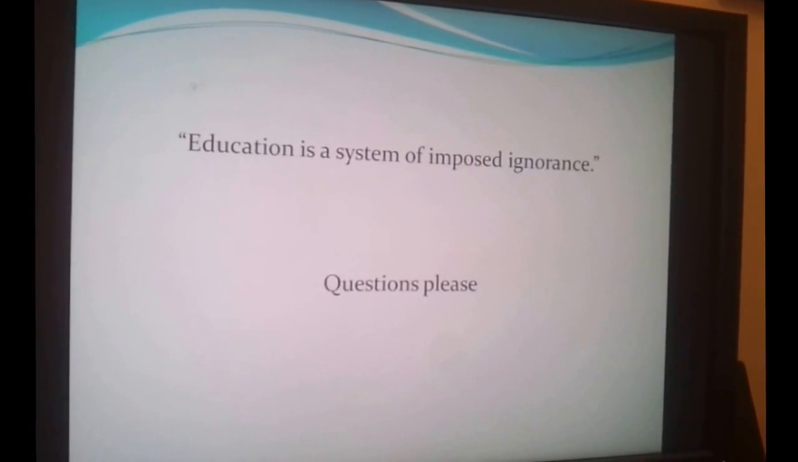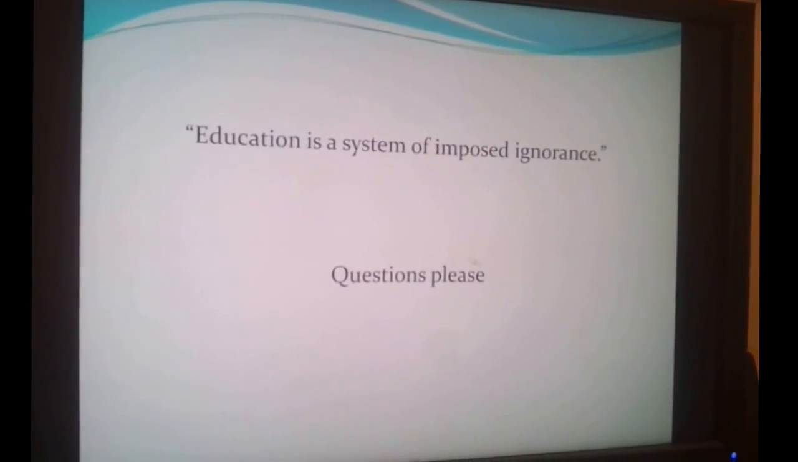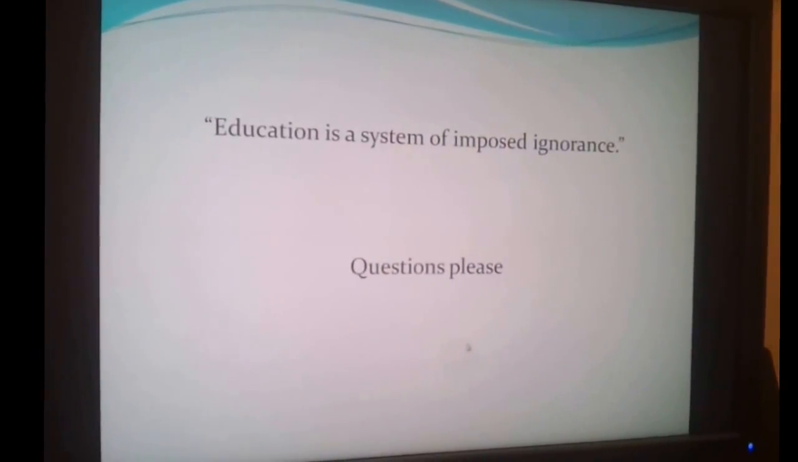So this is Noam Chomsky, Education as a System of Imposed Ignorance, rightly so.